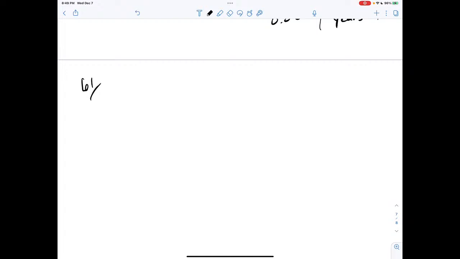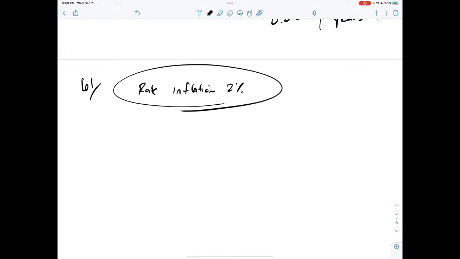But for 61, they tell you the rate of inflation. The rate of inflation is 2%. So that's given to you in the question. They ask you how long until the purchasing power is cut in half. So kind of an interesting question.